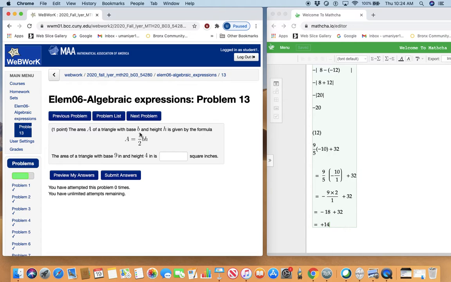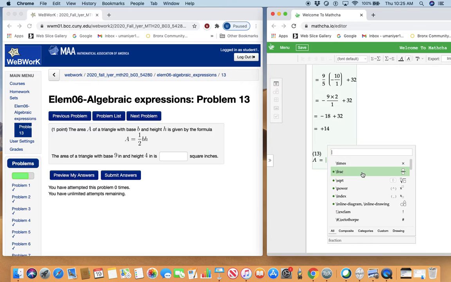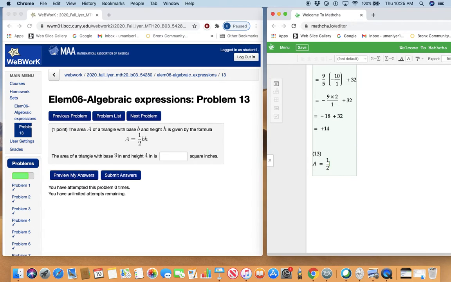The area of a triangle with base b and height h is given by this formula. Find the area of a triangle with base 9, height 4. So this is a beautiful geometric problem. Problem 13. You want to find area, that is fraction half times base times height. Notice how I have replaced b and h by parentheses. So base b is 9 and height is 4.